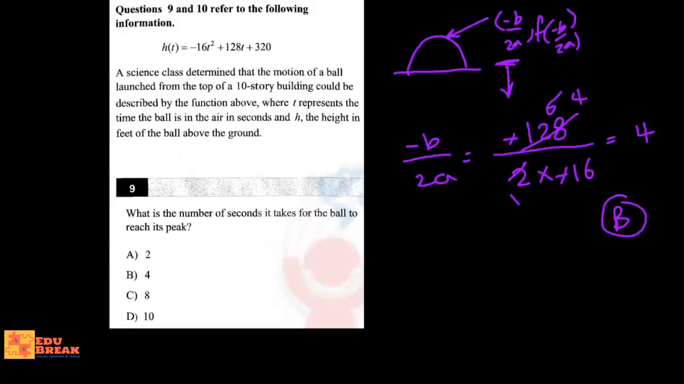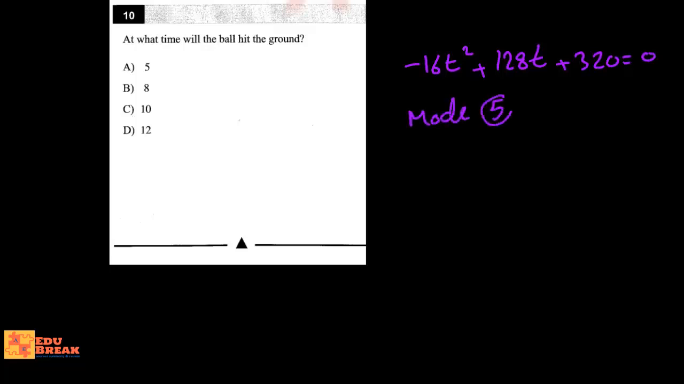At what time will the pole hit the ground? Hitting the ground means the height equals 0. So the previous function equals 0. It means negative 16t squared plus 128t plus 320 equals 0. You can use the calculator, mode 5, 3 to find the values of t, or you can use factoring.